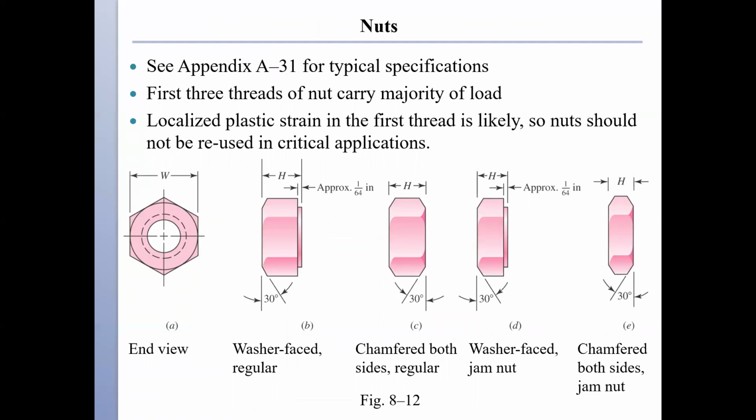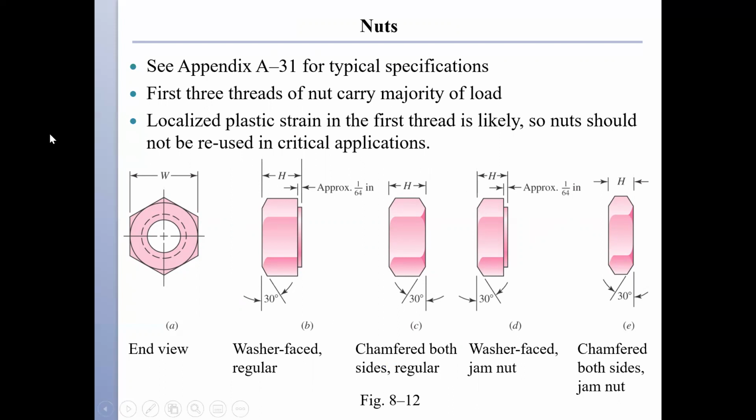Nuts. The typical specifications for nuts are given in Appendix A31. Like we said, for power screws, there are the engaged threads. In nuts, the first 3 threads of the nut carry the majority of the load. Usually, there is localized plastic strain in the first thread. And this is why for critical applications, we want to avoid reusing nuts. Even if the nut looks good, we want to replace it for critical applications.